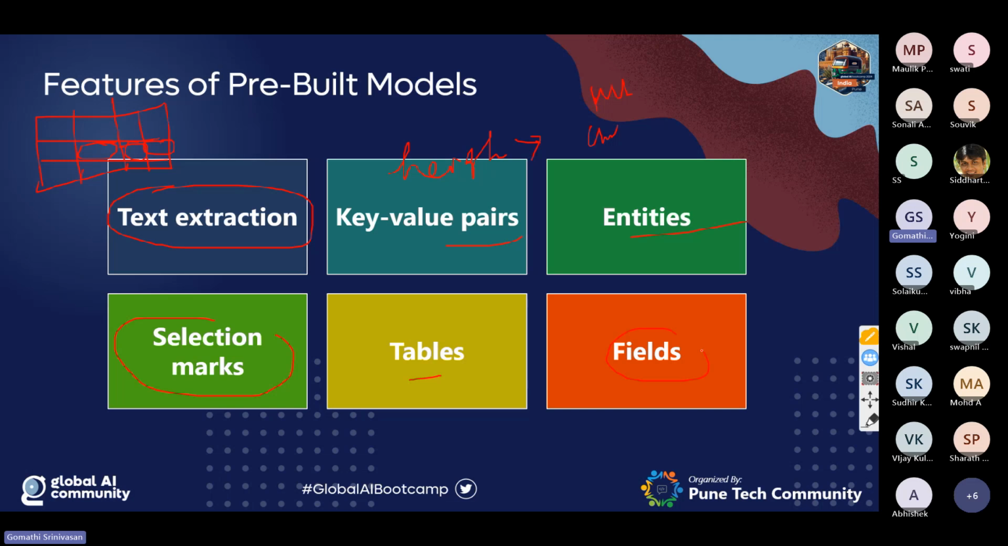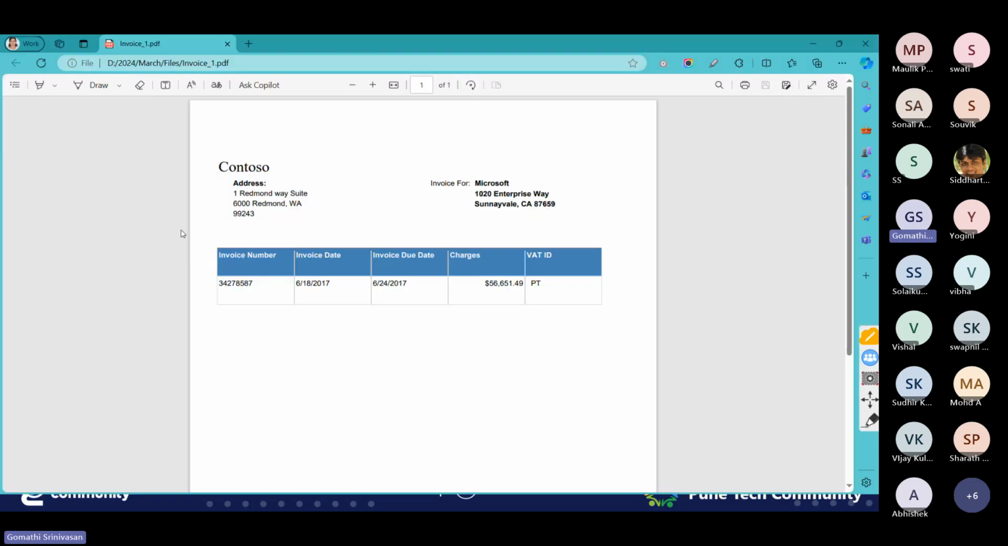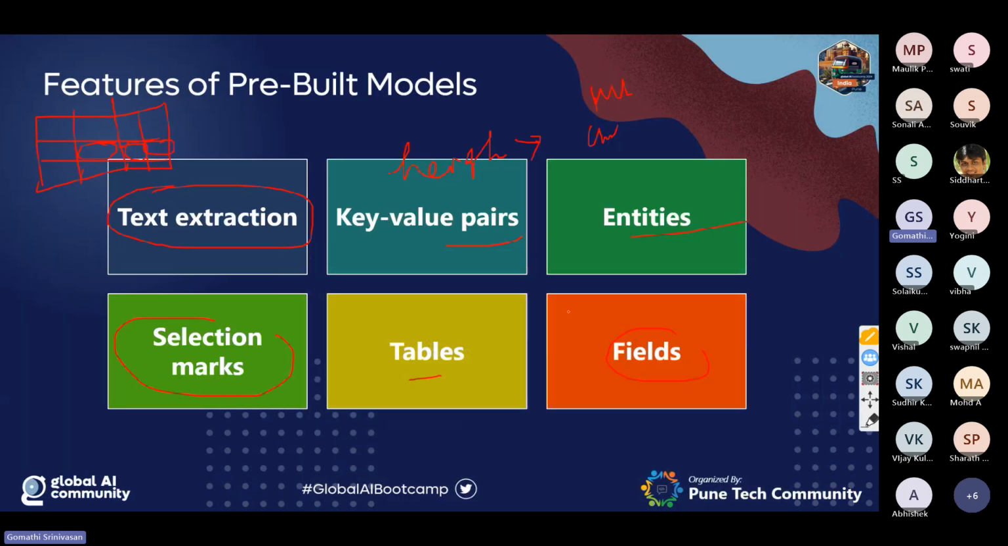And finally, we have fields. Models trained for a specific form type identify the values of a fixed set of fields. For example, the invoice model includes customer name and invoice total. So in the invoice model, these are the fields, right? So customer name, this is to whom this invoice is for, and the total value. So these are the common things which can be easily extracted from the document by the pre-built models.